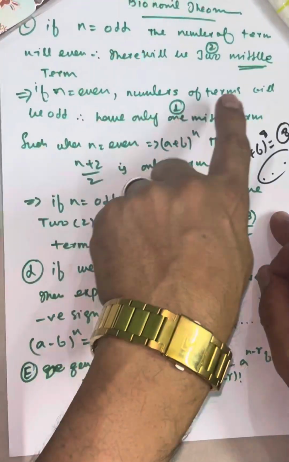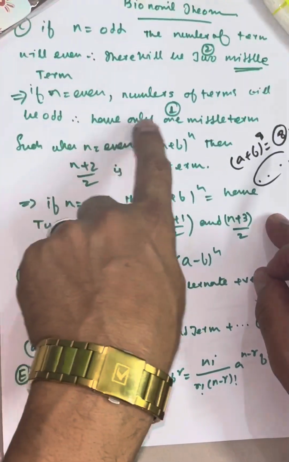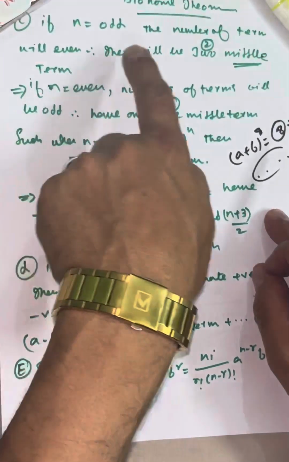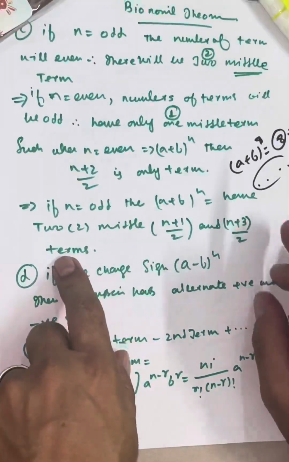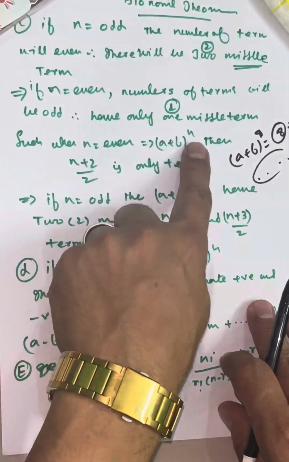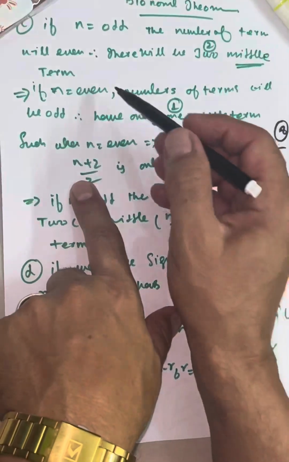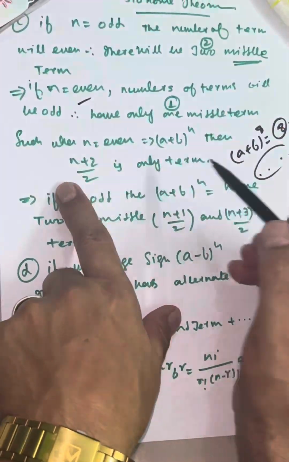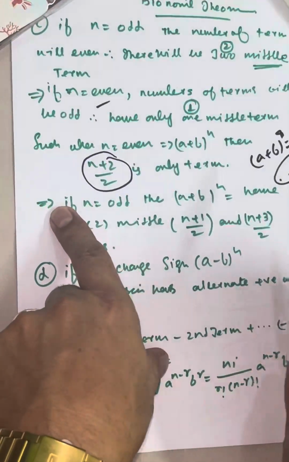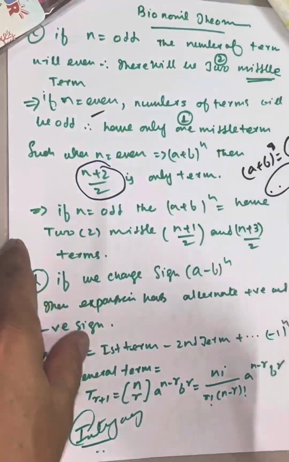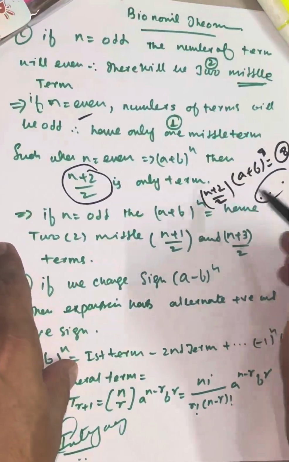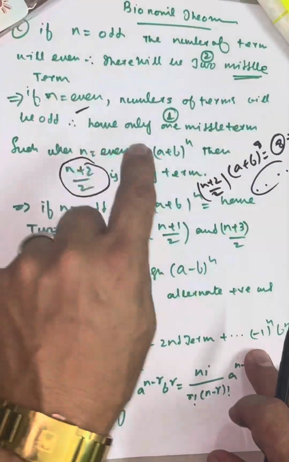If n is even, then the number of terms will be odd and there will be only one middle term. If n is odd, the number of terms will be even and there will be 2 middle terms. How will you find it? When n is even, (a + b)^n, there will be only one middle term in the binomial series, and you can find it as the (n + 2) divided by 2 term. That term you can find. It comes in the exam. It's very important.